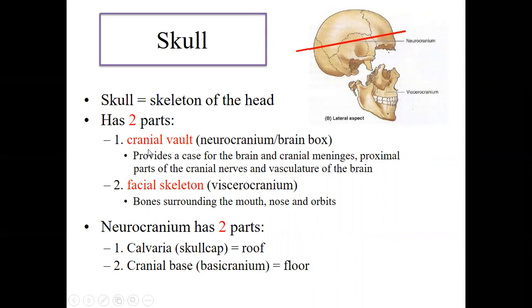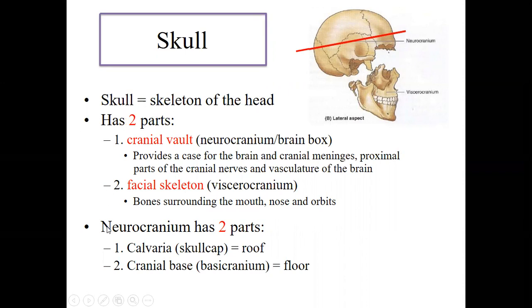The cranial vault provides a case for the brain and the cranial meninges, the proximal part of the cranial nerves, and also the vasculature of the brain. So that is regarding the cranial vault; it provides a casing for the brain. The facial skeleton, or visceral cranium, is the part of the skull bone surrounding the mouth, nose, and also the orbits.